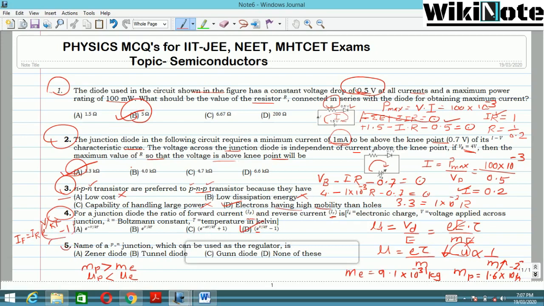Now the last question for you: name of PN junction which can be used as a regulator. This is the application of a Zener diode, so that should be your solution. Tunnel diode is used in case of microwave devices for the tunneling effect, or you can call it laser devices. Gunn diode is again for the generation of microwave frequency. So that is just an engineering part.